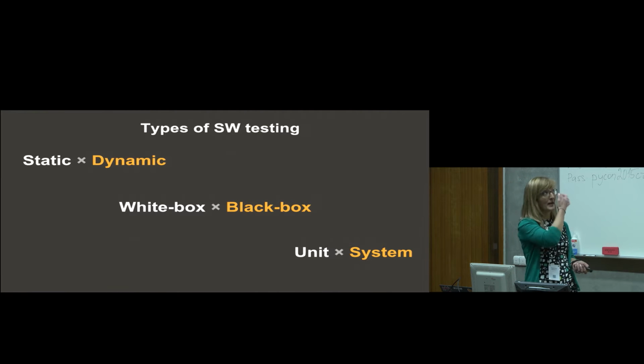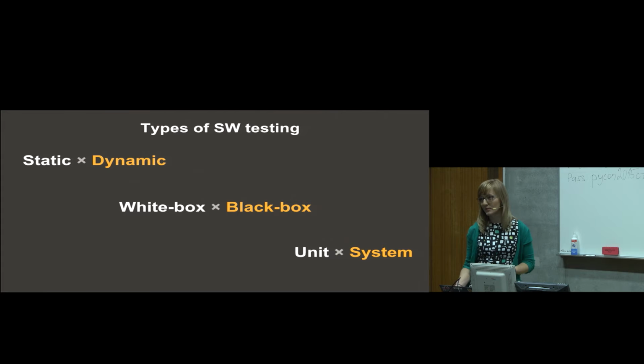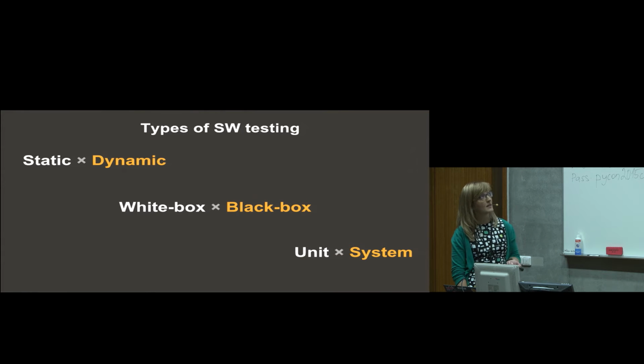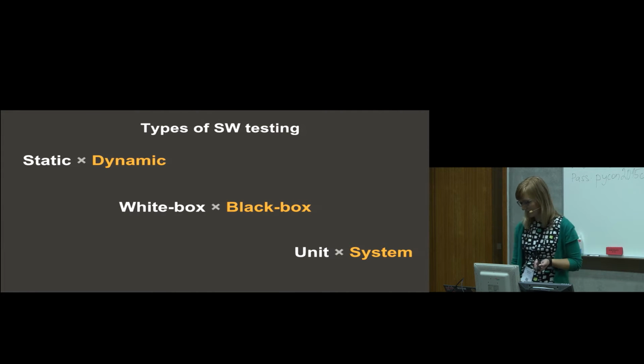So there are plenty of different approaches to software testing classification. I will not go through them because it's too much, but for this presentation, only these three differences are relevant: static/dynamic, white box/black box, and unit/system. The tests I'm going to talk about will be dynamic, black box, and system. They belong to these three classes.